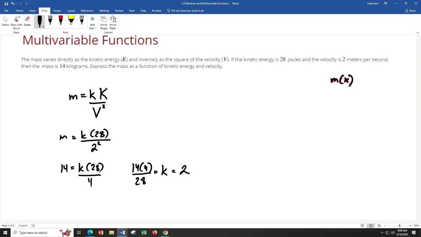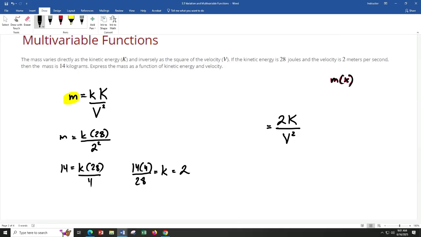Now, express the mass as a function of kinetic energy and velocity. Did they give you a K value? We do. We have one now, right? The K value is our constant. Could I rewrite this whole formula with that K value? Notice they didn't give me anything else. We're not solving for anything else now. Can I go ahead and write this whole formula out this way? How about 2K over velocity squared?